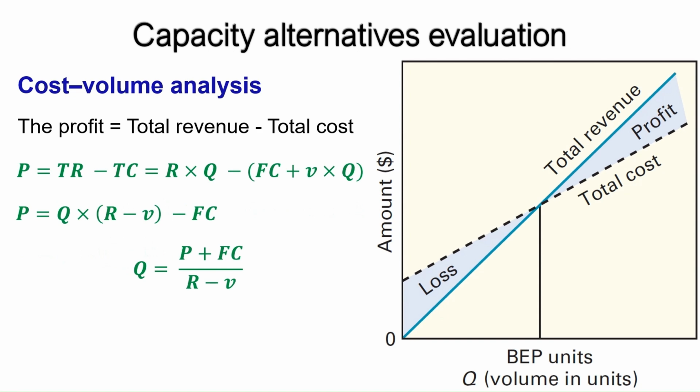The required volume needed to generate a specified profit is defined by this formula: Q equals P plus FC divided by R minus V. A special case of this is the volume of output needed for total revenue to equal total cost, or zero profit. This is the break-even point, computed using the formula.